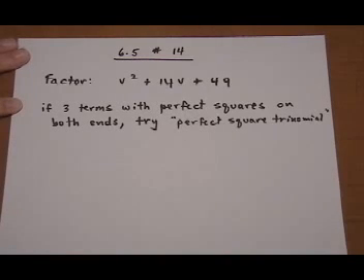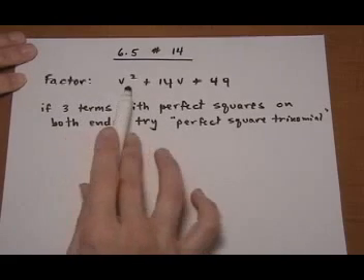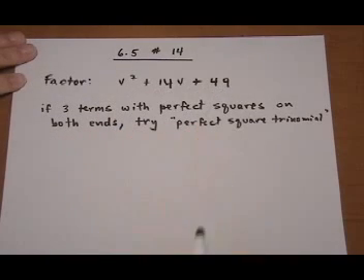Now we're going to do some factoring problems that use the perfect square trinomial factoring. And I'm just going to tell you what to look for to know that you might want to try to use that factoring. So I'll do two different problems, number 14 and number 16. First we have: factor v squared plus 14v plus 49.